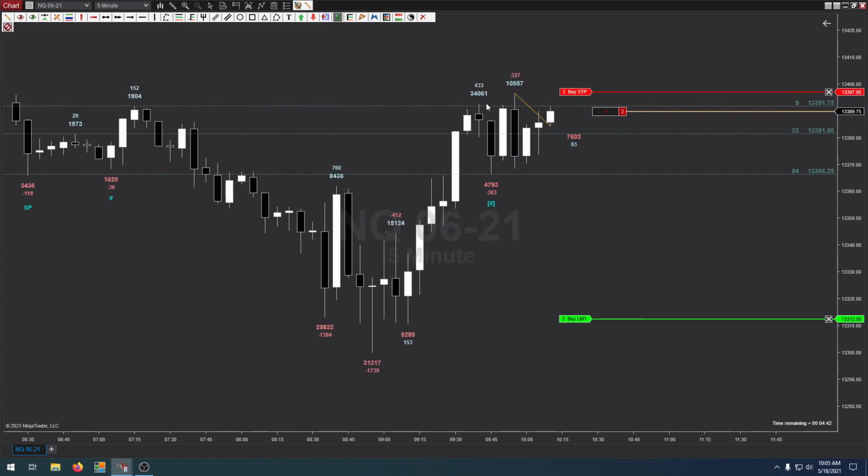And where do we go? We went back up to this level here. So far everything's been closing below it. But we're not confirming a swing low, and we're getting higher lows and higher highs here. So I would think we're going after this high.